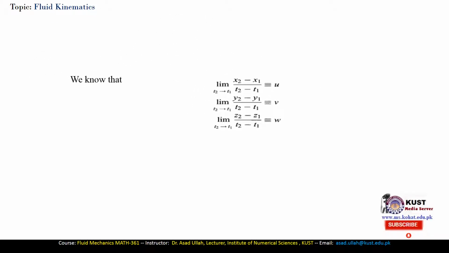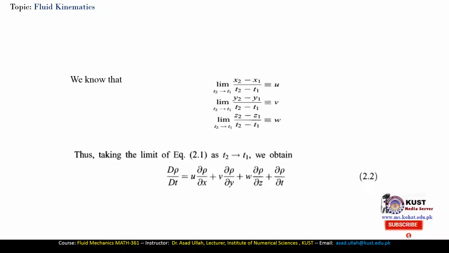We know from basic calculus, when time t2 tends to t1, the ratio (x2 minus x1) divided by (t2 minus t1) is equal to the velocity component u. And similarly, (y2 minus y1) divided by (t2 minus t1) is equal to the velocity component v. And similarly, (z2 minus z1) divided by (t2 minus t1) in the limiting case is equal to the velocity component w. So, taking the limit as t2 tends to t1 of equation 2.1, we obtain equation 2.2.